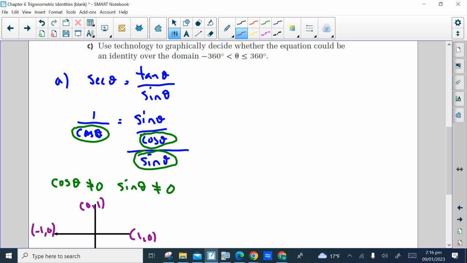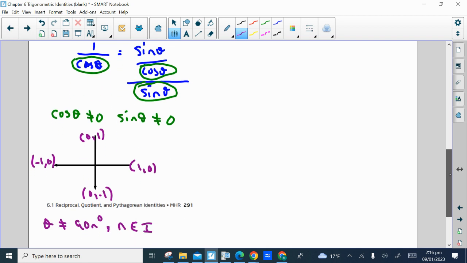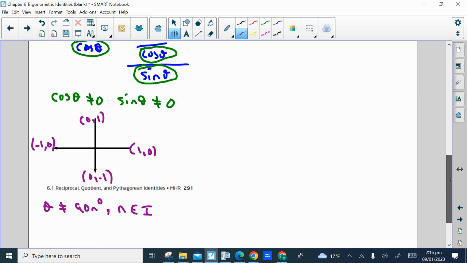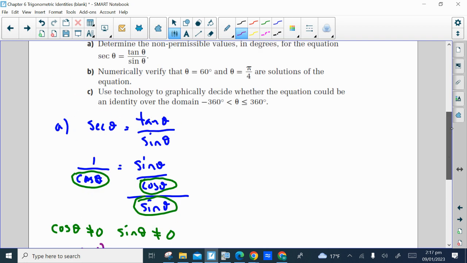So our first step was to make sure we knew what all our denominators were. We had denominators of cosine and sine, and so neither sine nor cosine can equal 0. And our unit circle tells us where that happens. Every multiple of 90 degrees is where either sine or cosine equals 0. So our restrictions are that theta cannot equal any multiple of 90 degrees. All right, so that was part A.